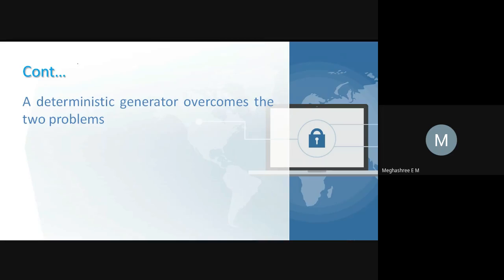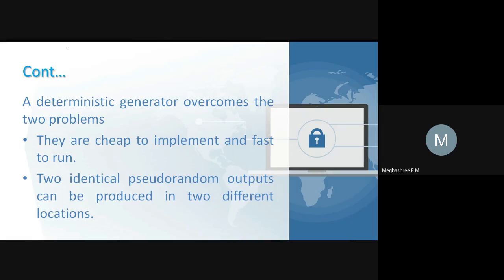So this deterministic generator overcomes the problem that we discussed with respect to the non-deterministic generator, which is expensive, and the same output can't be produced at 2 different places. Those problems are solved by using a deterministic generator. Why? Because they are cheap to implement and fast to run, and 2 identical pseudo-random outputs can be produced in 2 different locations. In this way, we can solve the problem that we face in the non-deterministic generator.